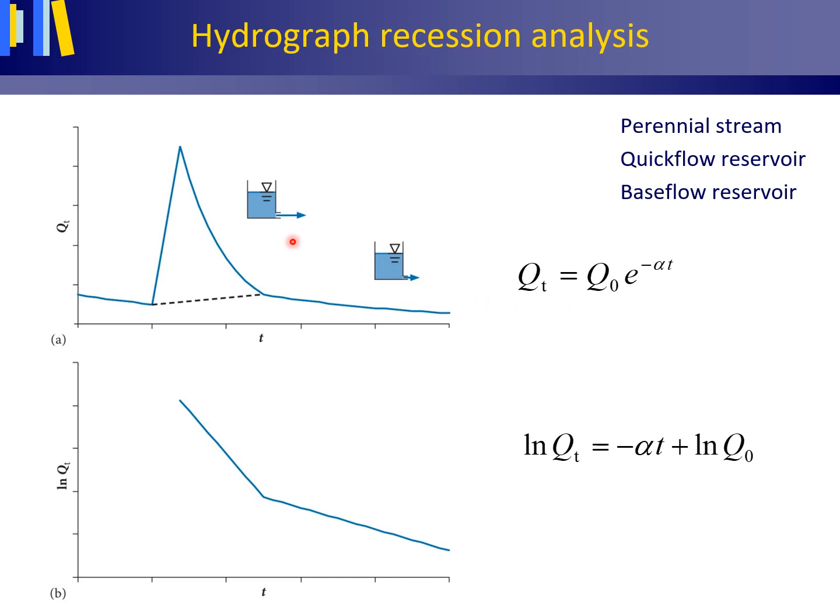Note that the quick flow reservoir has been drawn with a larger opening at the bottom than the base flow reservoir. The size of the opening and the friction are incorporated in the value of the recession constant alpha, alpha being largest for the quick flow reservoir with its fast depletion.